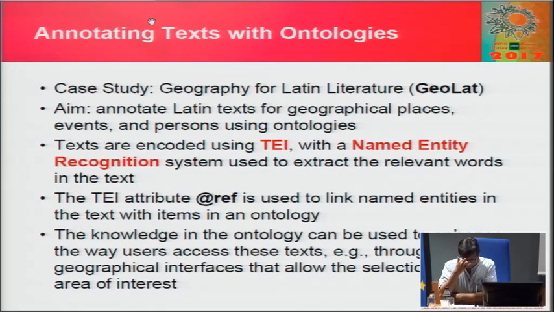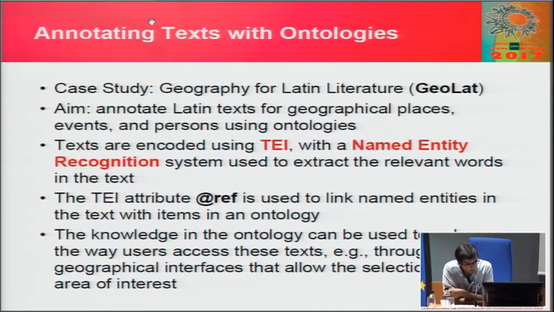So I'm going to discuss a series of case studies which help to explain, I think, some of the potential of ontologies in this area. So the first one I'm going to mention is GeoLat, which stands for Geography for Latin Literature, and the aim of the GeoLat is to annotate Latin text for geographical places, events, and persons using ontologies.